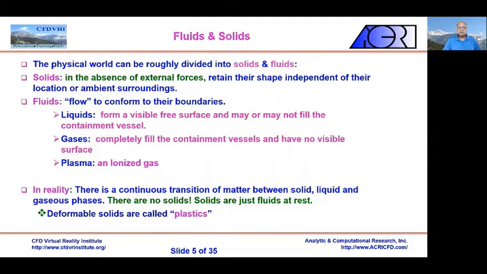Our physical world is roughly divided into solids and fluids. Solids, in the absence of external forces, retain their shape, independent of their location or surroundings. Fluids, on the other hand, flow to conform to their boundaries. Liquids form a visible free surface that may or may not fill a containment volume. Gases completely fill the containment vessels and have no visible surface. There is a special case of a gaseous phase, which is called plasma. It's basically when the molecules of the gas split into atoms and get electronically charged. It's called an ionized gas, usually at very high temperatures.